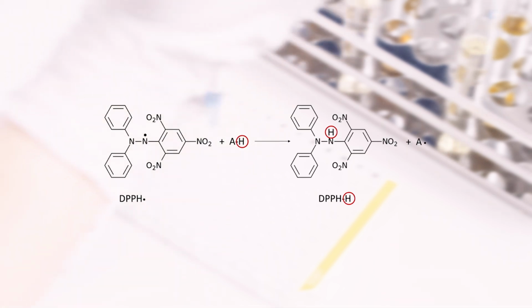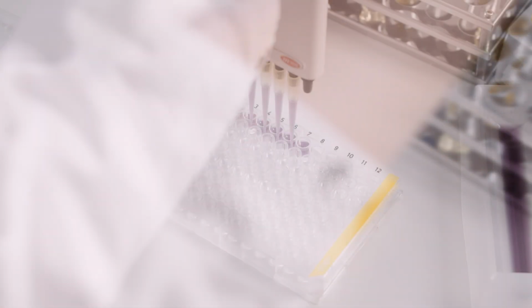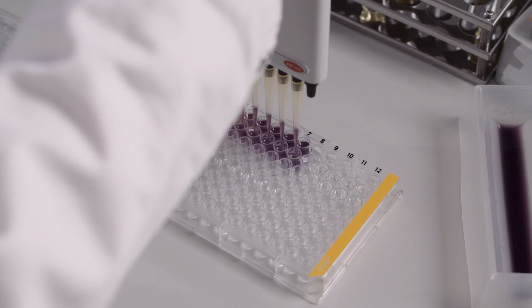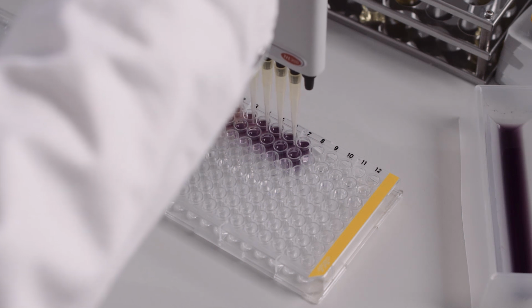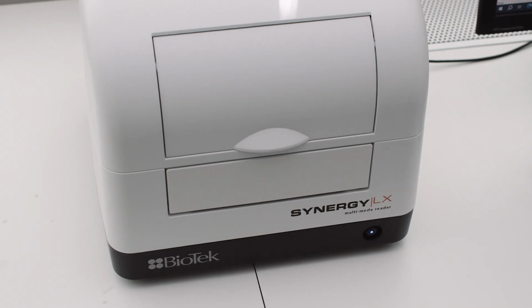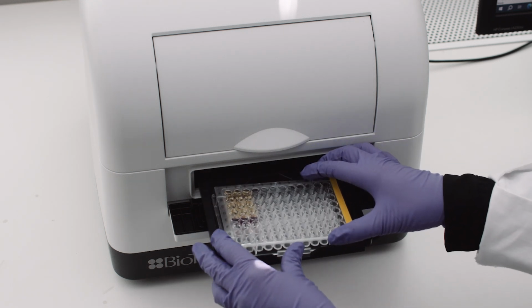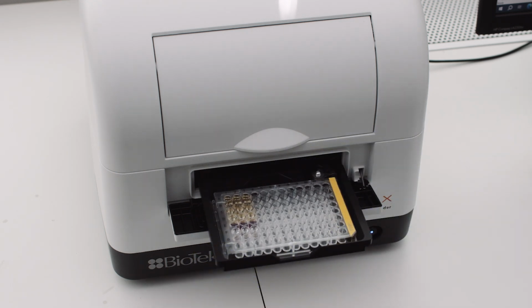When the DPPH radical accepts a hydrogen atom or an electron from an antioxidant, it is converted to its reduced form. After DPPH radical solutions react with antioxidants, their purple color changes from dark purple to orange to light yellow. The antioxidant activity of the sample is determined spectrophotometrically at 517 nanometers based on the difference in absorbance between the test sample and the control sample.